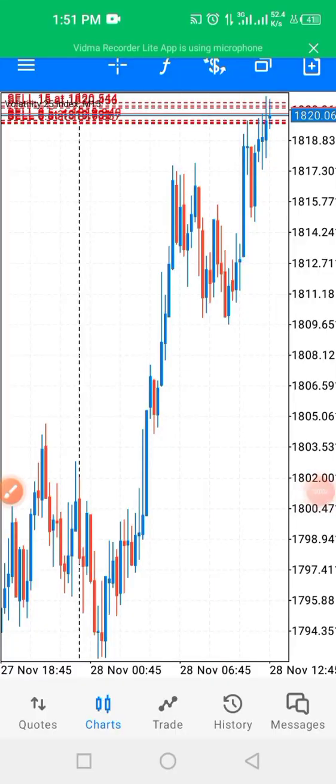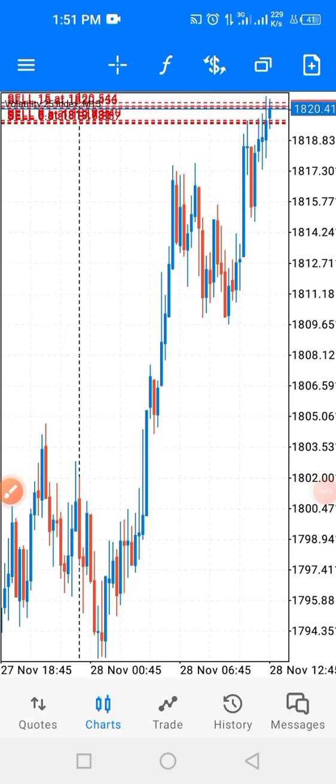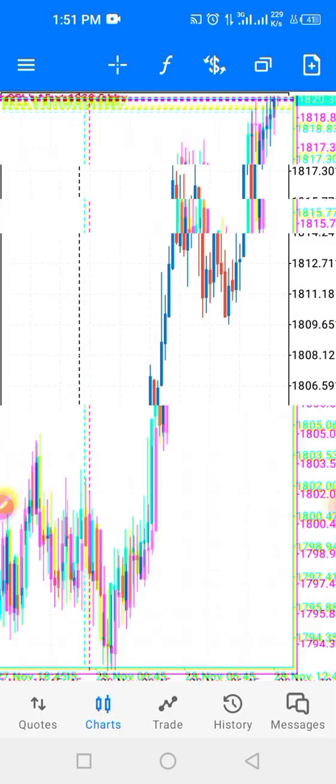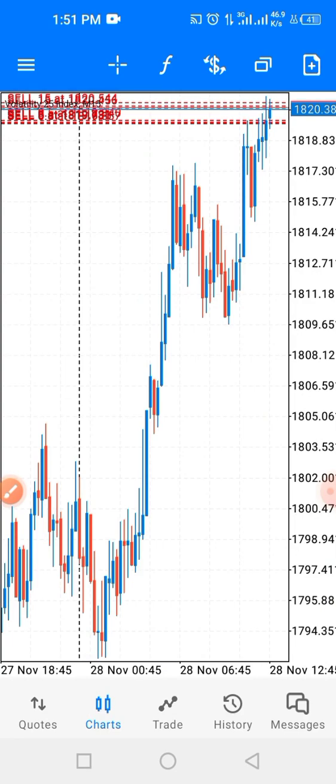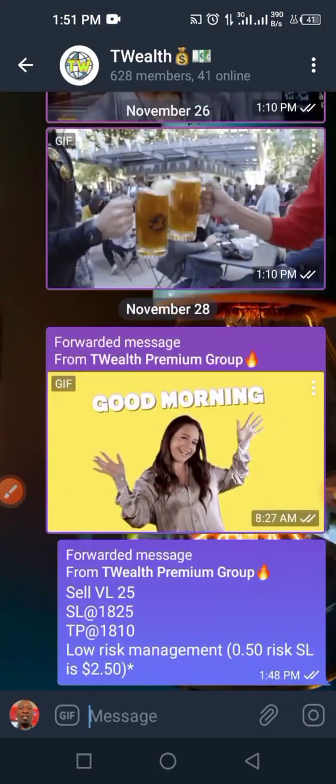Okay, before I proceed to tell you what made me make this very entry, the confidence that I got and the strategy that I'm using to trade this market right now, let me first of all, as I normally do, say that I've already dropped the signal in my group.